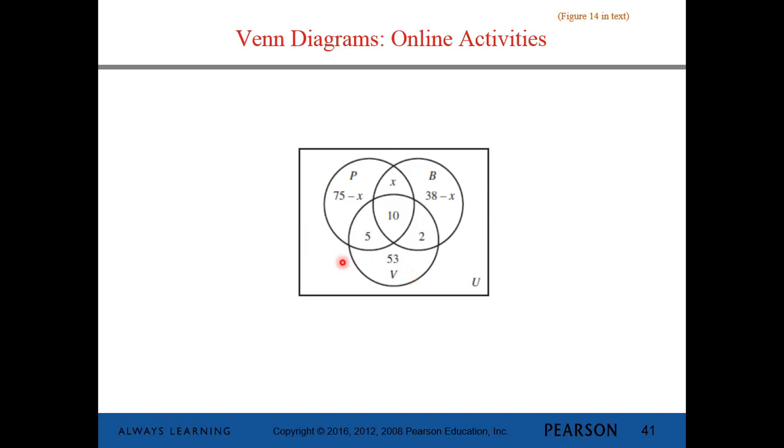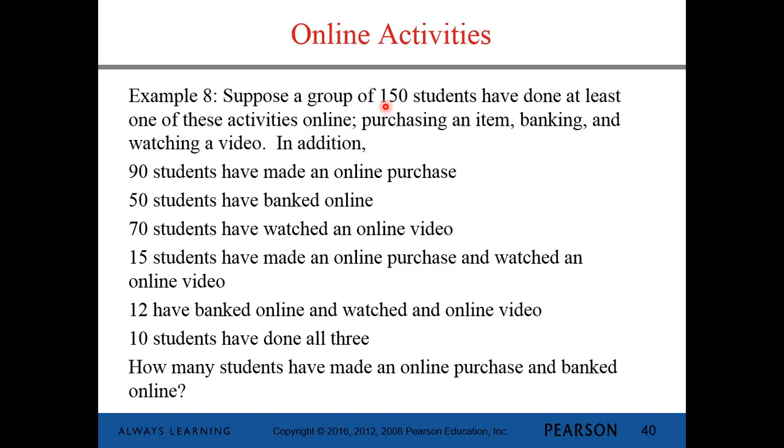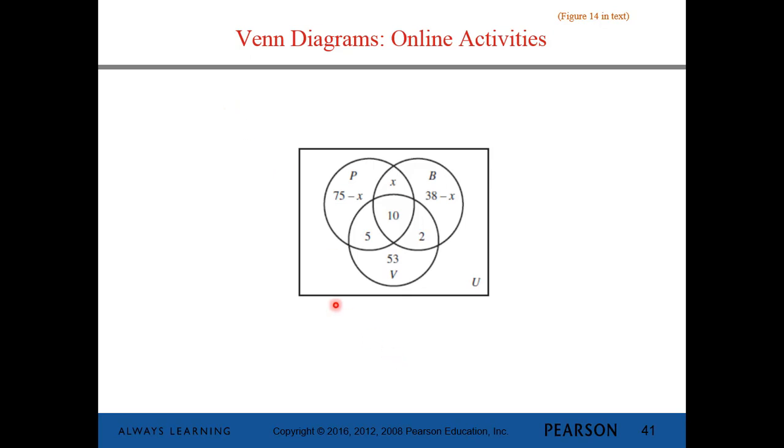Oh, wait a minute. Maybe we do. It says, suppose 150 students have done at least one. Ah, we do know. Because the outside has to be 0. Because we're saying 150 students did at least one of those activities. So guess what? The number of students that did none of them has to be 0. Okay, so we know that. So yes, we can figure this out, because all 7 of these regions inside here have to add up to 150.